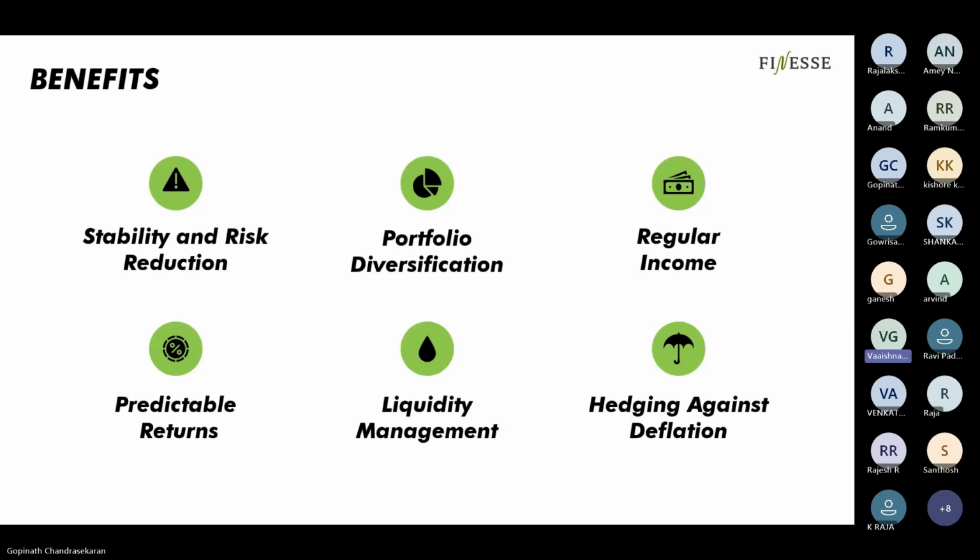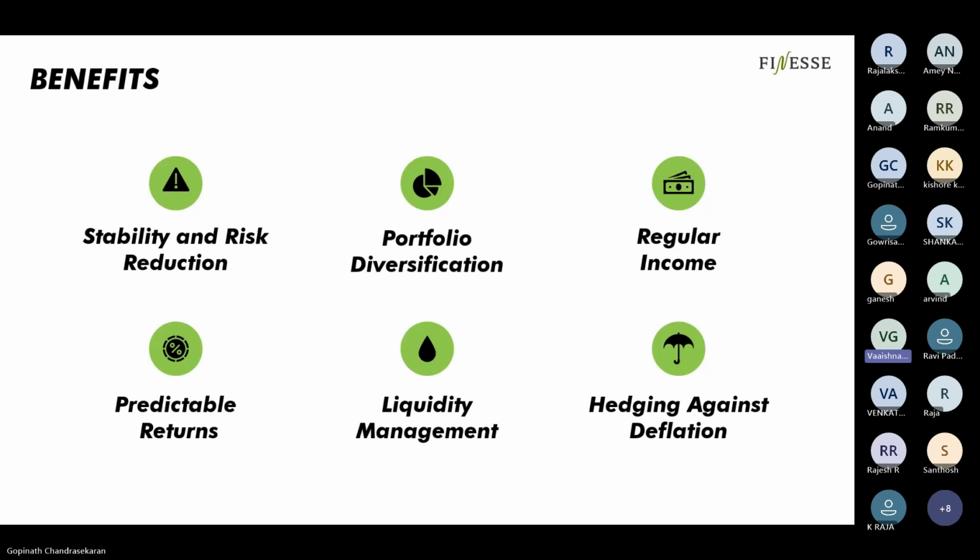And when we look at predictable returns, while they are not fully predictable, the returns are predictable to an extent, as they have set interest payments and a defined maturity date. So if the instruments are held to maturity, the investor knows the exact amount they will receive in interest and principal, barring any default. This predictability helps in planning financial goals.